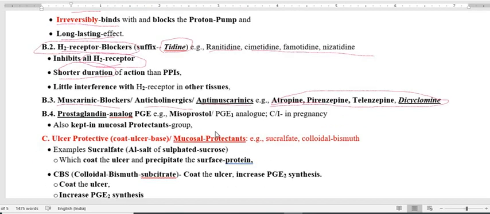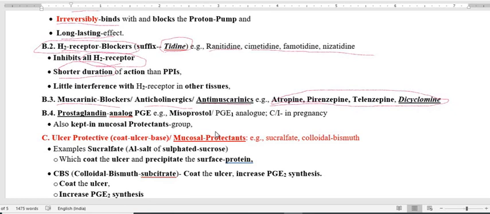So this is about inhibiting the release of acid from the parietal cell by blocking the action of acetylcholine on muscarinic receptor type 3.